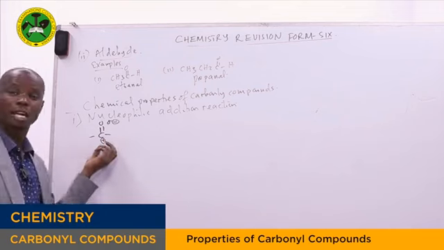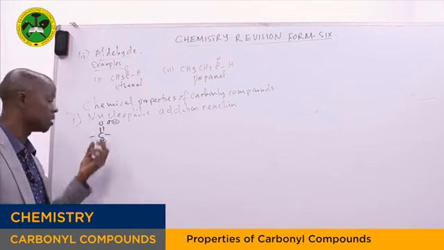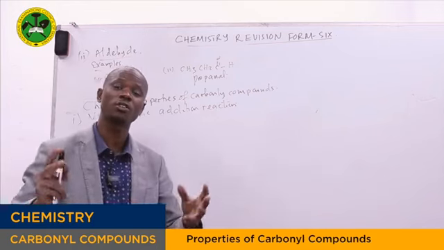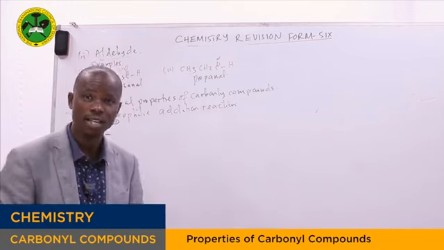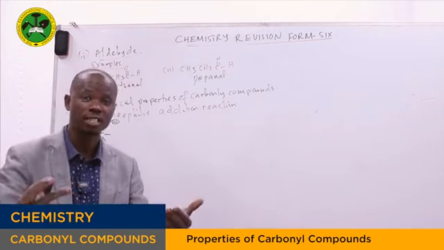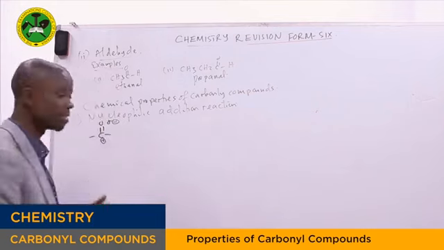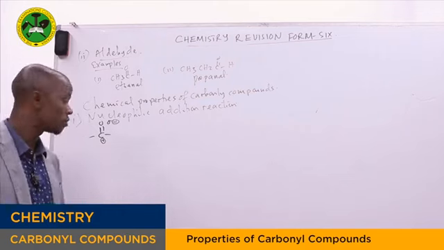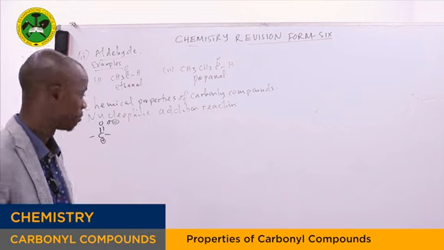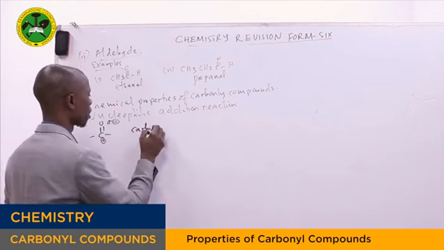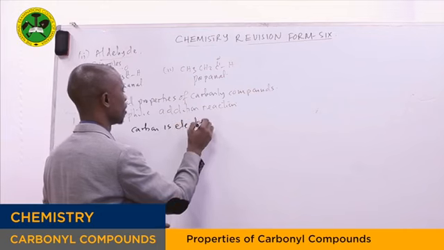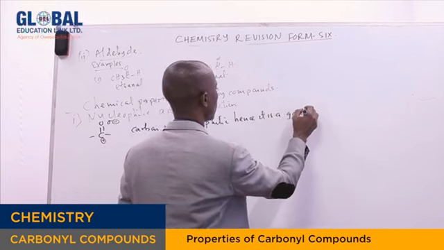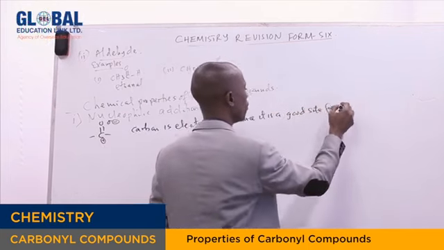Now, because this carbon becomes positively polarized, that means it is electrophilic. All positively charged species are electrophiles. That means they have a deficiency of electrons. Therefore, they need a pair of electrons to stabilize them. So if this carbon is electrophilic, that means it is a good site for the nucleophile. Hence, it is a good site for nucleophile.